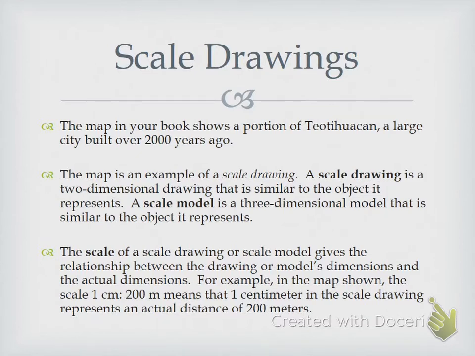You'll want to look in your books on page 300 at the map. Okay, look at the map on page 300. Okay, so we have this Mexican city, and on the bottom of the map, it gives us a scale. What is our scale? What is the cm, guys? 1 centimeter for every 200 actual meters.